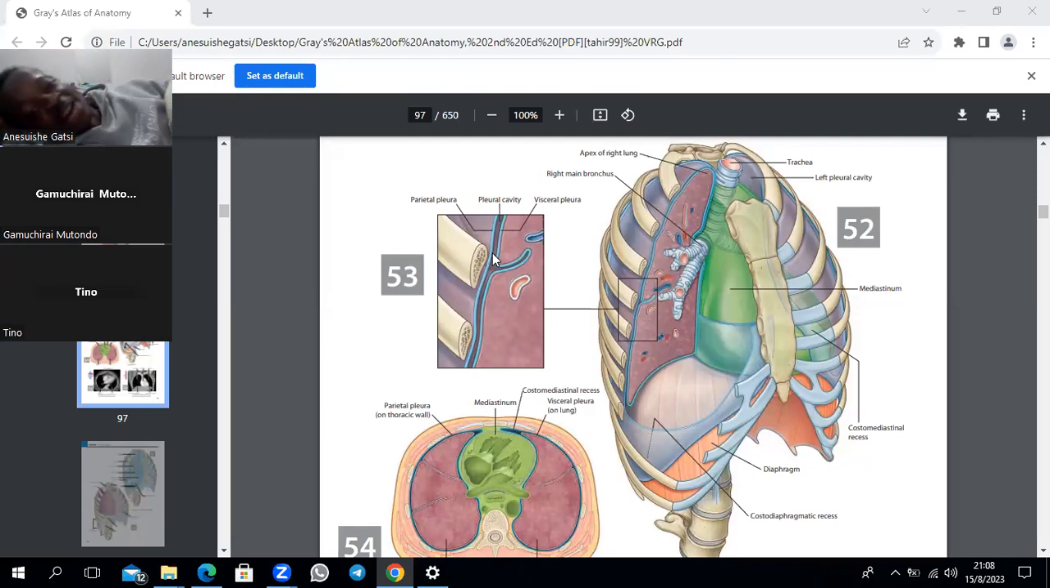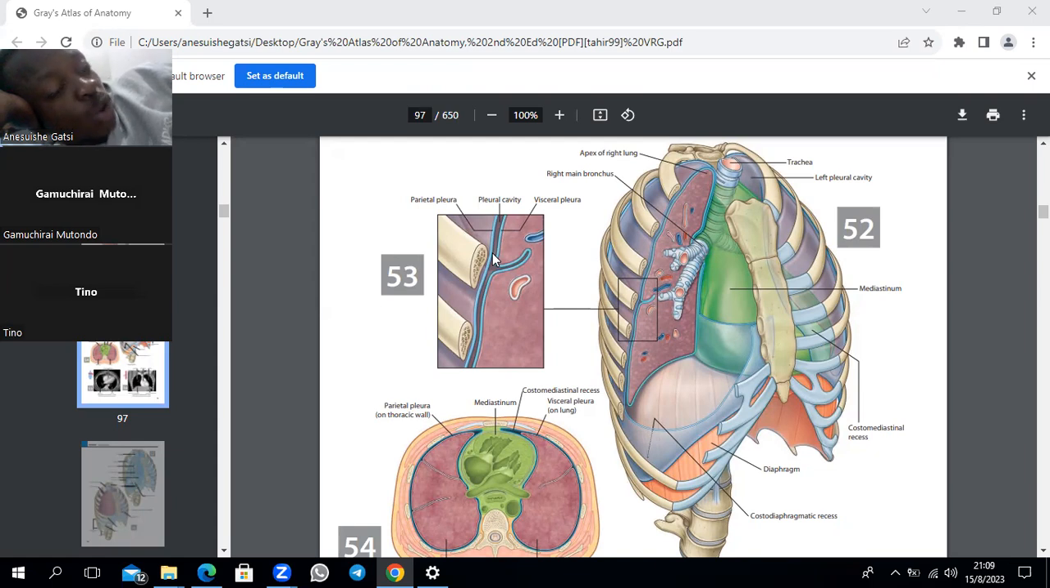So within that pleural cavity, the space between parietal and visceral, there is usually a thin film of pleural fluid, usually about 5 to 15 mils, which helps reduce friction due to lung movements. That pleural fluid can become elevated in cases of pleural effusion. So think about someone with TB, for example. They get a buildup of fluid in that region, which will need to be drained by a chest drain.